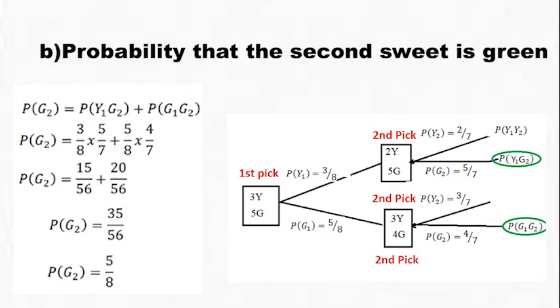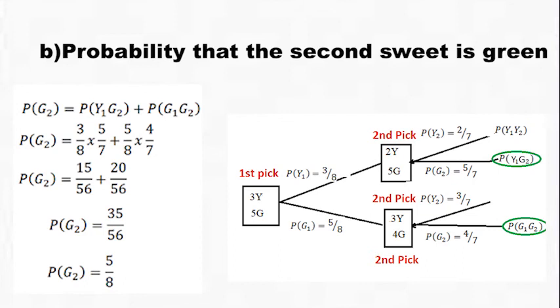Similarly, in part B, the event of having a second sweet green is having a yellow first and a green second, or a green first and a green second. The probability of getting a yellow sweet first and a green sweet second is 3 out of 8 times 5 out of 7.